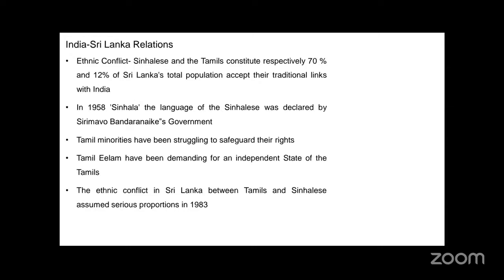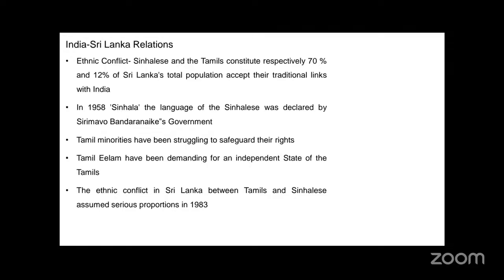Now, this has led to ethnic conflict. The Sinhalese constitute around 70% of Sri Lanka's population, and the Tamils constitute around 12%. The Tamil population accepts their traditional links with India. In 1958, the Sinhala language of the Sinhalese was declared the national language by Sirimavo Bandaranaike's government. Over this period, the Tamil minorities who had migrated to Sri Lanka have been struggling to safeguard their rights.